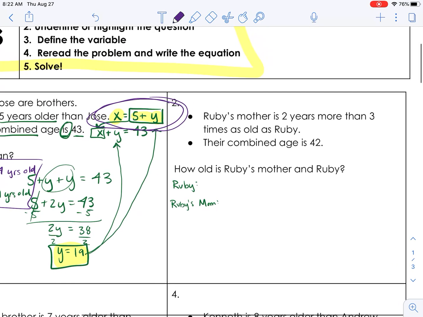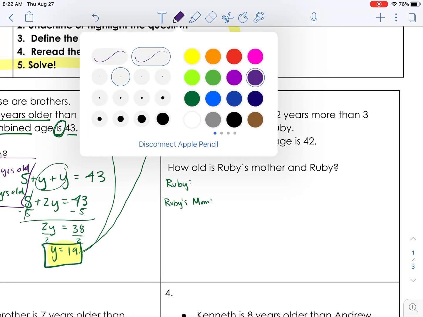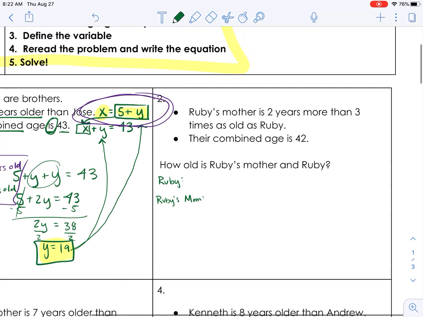Let's keep practicing. So number 2, I'm going to go back to green. It says Ruby's mother is 2 years more than 3 times as old as Ruby. So I'm going to think that 2 years more than 3 times, those are some math words. Those are going to be important. And their combined age is 42. So that means we're going to add them and they're going to equal 42. And it says, how old is Ruby's mother and how old is Ruby? So I'm going to go ahead and pick some variables here.